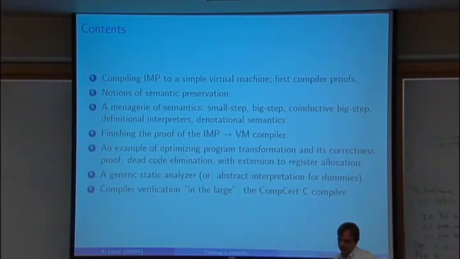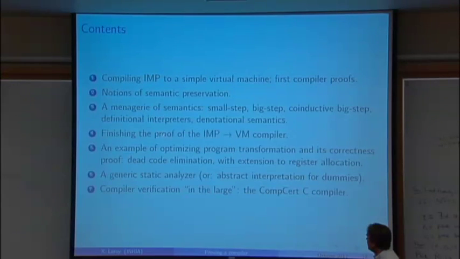And then we will think a little what it means for a compiler to be correct, to be semantics preserving. And we see that we need a little more in the way of semantics. So we'll have a look at the various styles: small step, big step, co-inductive big step, which is to capture divergence, definitional interpreters, and even a simple form of denotational semantics.